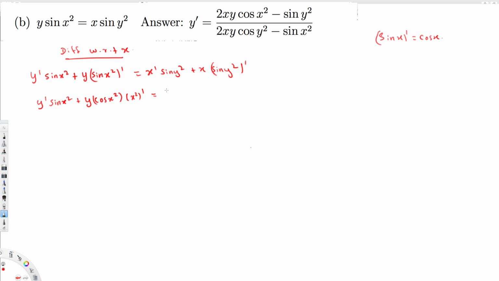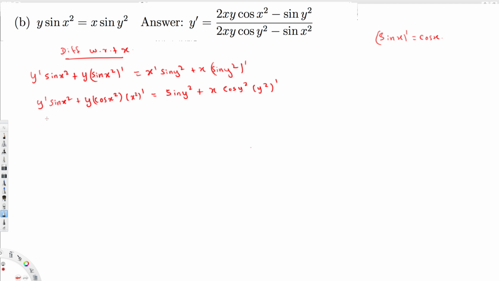So that's it. And then here we have sine y square, it's going to remain the same, sine y square, and then x times sine y square prime is the same concept. The derivative of sine is cos, so it's going to be cos y square, and it's going to be chain rule because of the outside derivative and inside derivative. It's going to be y square prime.